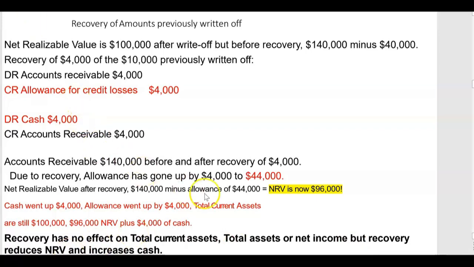And that's what the company wants. They want to turn their receivables into cash. So by recovering $4,000, that helps with that. It helps you collect more cash and reduce net realizable value of accounts receivable. Notice that these two entries that we made for recovery is all balance sheet. No income statement impact for a recovery, just like there was no income statement impact for a write-off.